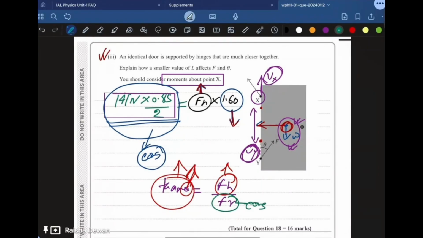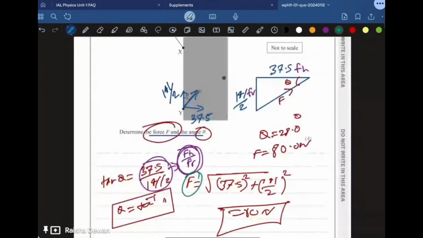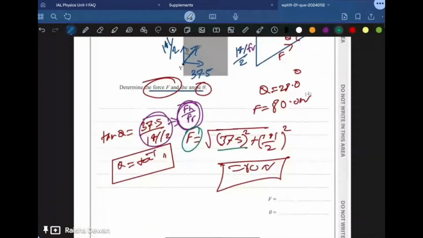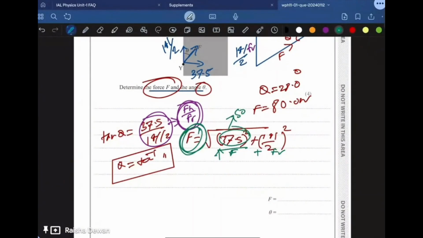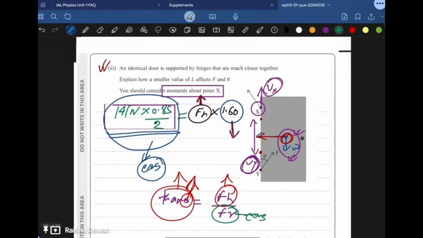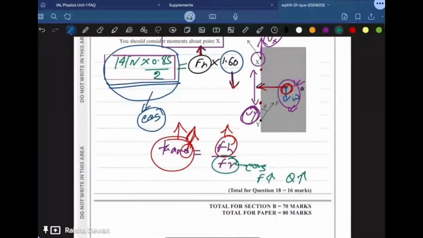And for forces, this was fh plus fv. Now, if this fh value increases, and let's say from 37.5 it becomes 50, then as a whole our f will also increase, right? Our f value will be greater. So we can say our f will also increase as well as our theta will increase. So these are all the points of the mark scheme.